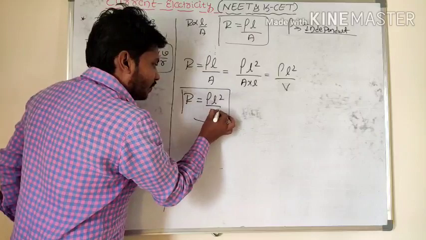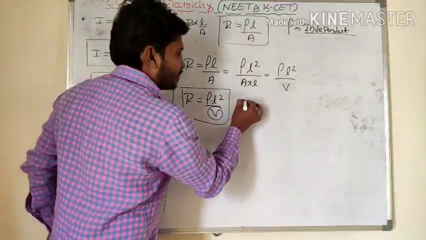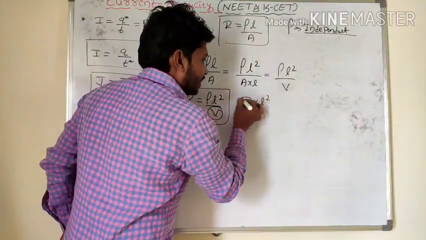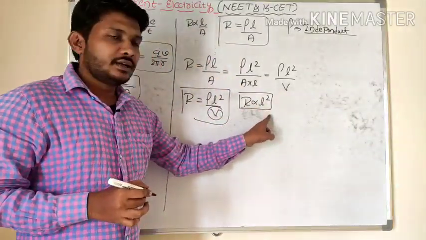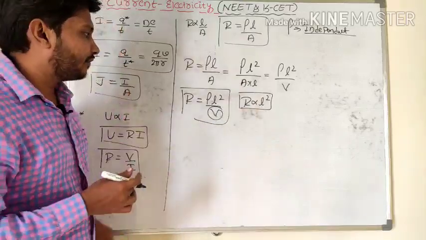If the volume is constant, it means resistance is directly proportional to the square of its length. So remember this point here: resistance is directly proportional to the square of its length.